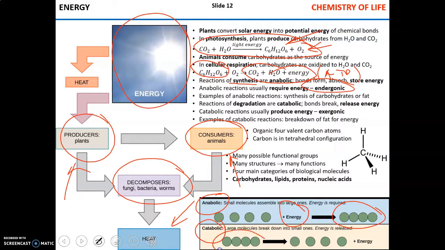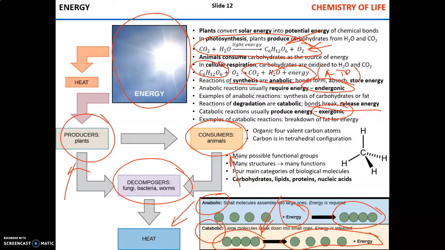Reactions of breakdown here are catabolic reactions. The energy that is stored in the bonds is released, which means catabolic reactions are usually energy-producing, exergonic. When we break down proteins or fat or carbohydrates for energy, we essentially perform catabolic reactions.